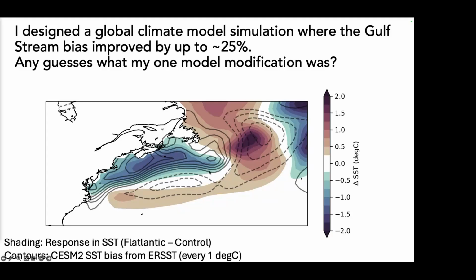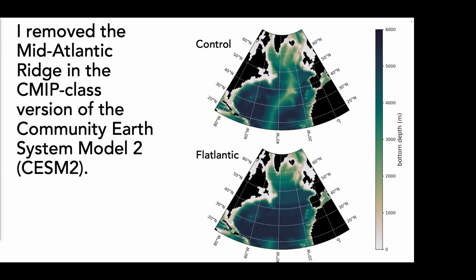These contours are observations from ERSST, and the shading is the improvement. The contours show a big warm bias, and the shading is the response in my climate model simulation relative to its control. Does anyone who hasn't talked with me today and knows what I'm working on for my career grant want to guess what the simulation I did was? What is the one modification I made that improved this bias? Okay, I removed the Mid-Atlantic Ridge.